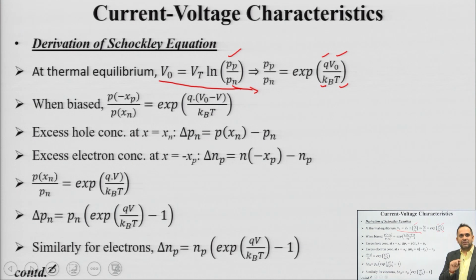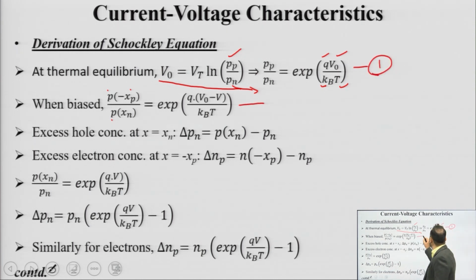If V is negative, V naught minus V increases, and only minority carriers can drift across. Okay. So, when we have bias, the hole concentration at x equal to minus xp, the P edge of the depletion region, divided by the hole concentration at xn, the N edge of the depletion region. To the right of xn current flows, to the left of minus xp current flows. Okay. This is the equation you are going to have.